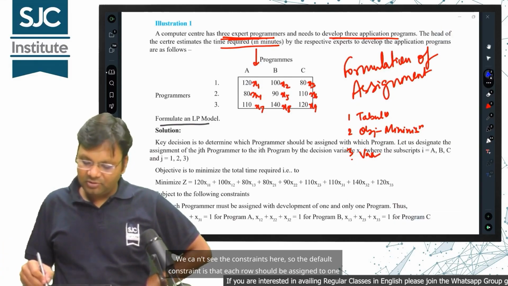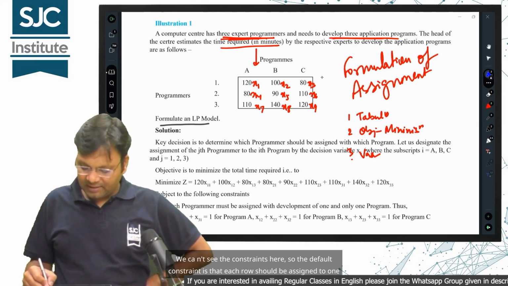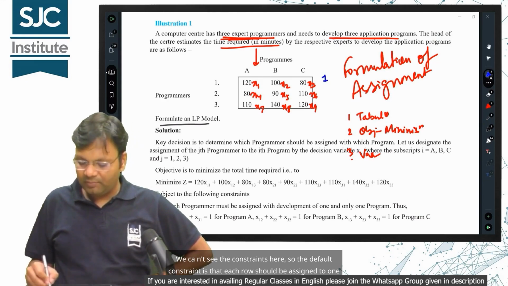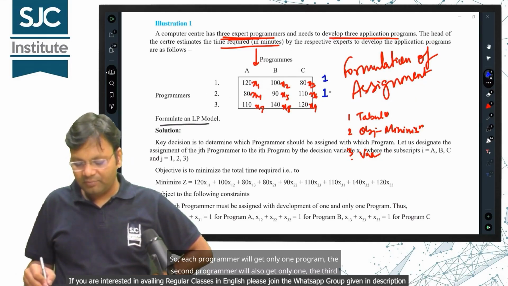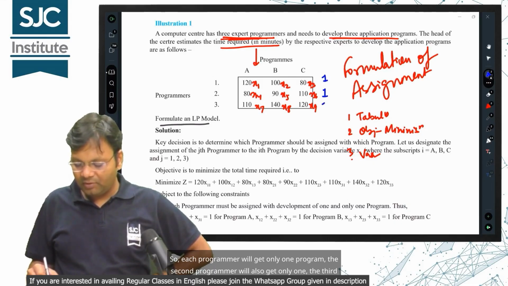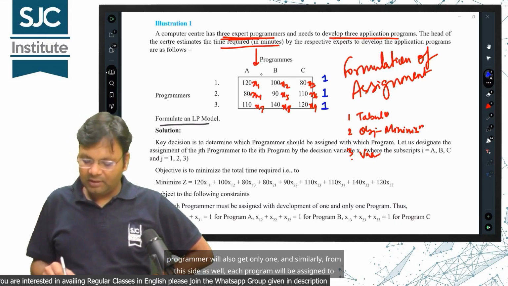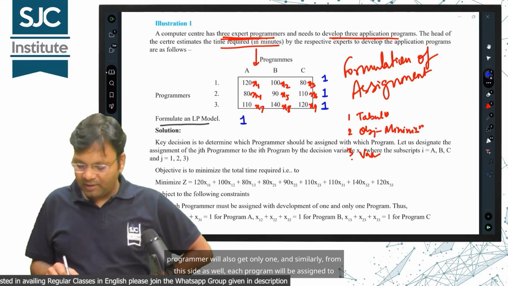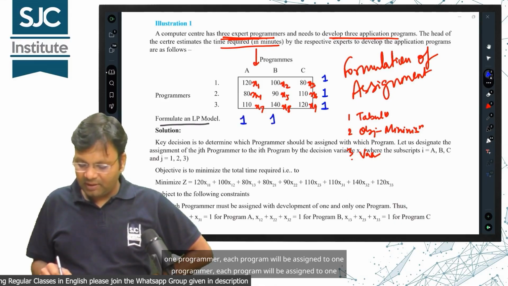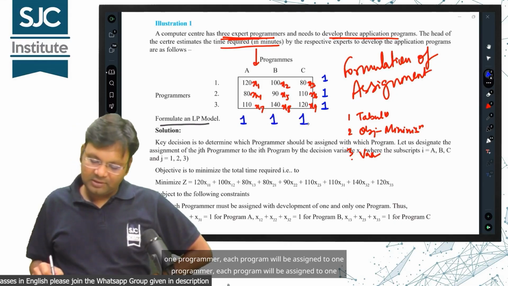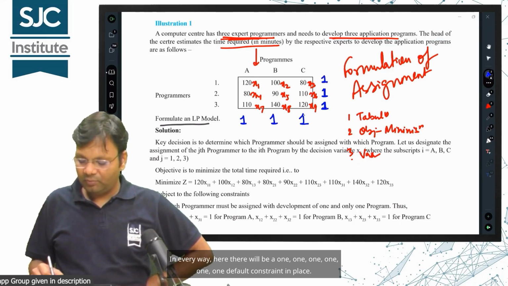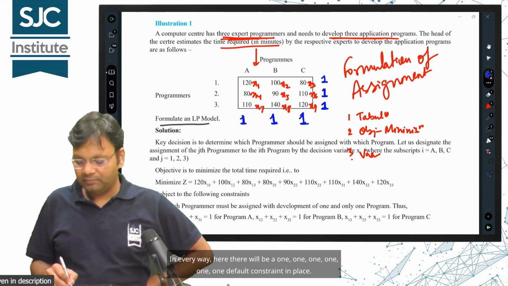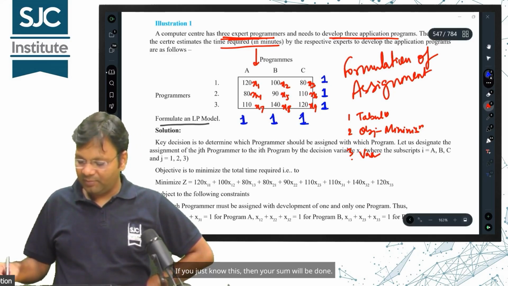We can't see the constraints here, so the default constraint is that each row should be assigned to 1 column. So, each programmer will get only 1 program, the second programmer will also get only 1, the third programmer will also get only 1, and similarly, from this side as well, each program will be assigned to 1 programmer. So what does this mean? In every way, here there will be a 1 default constraint in place. If you just know this, then your sum will be done.